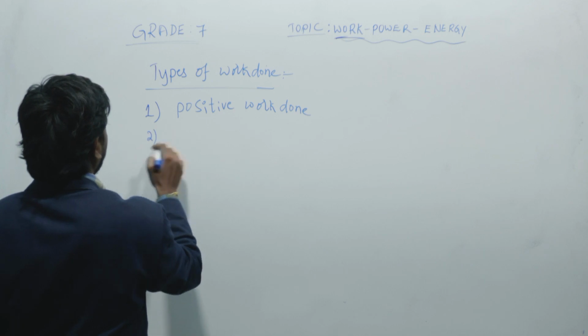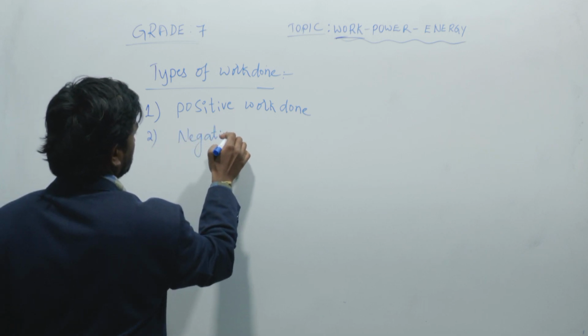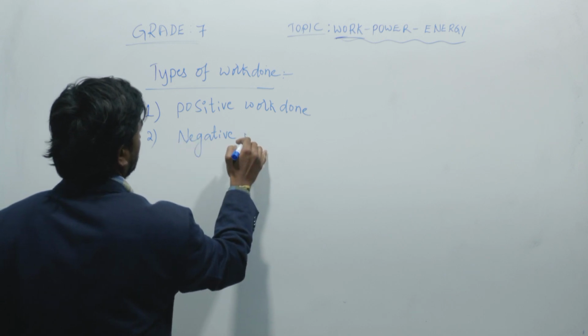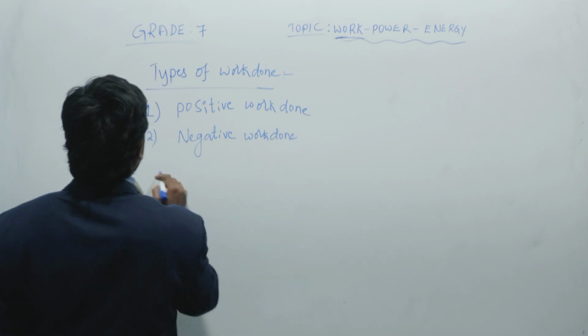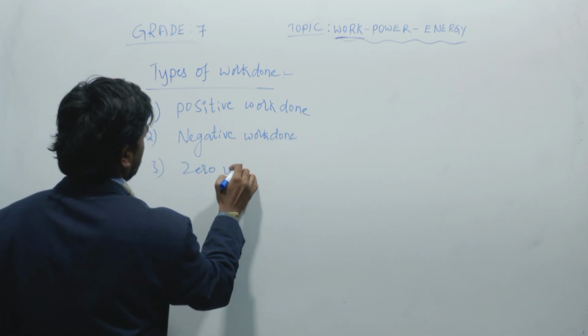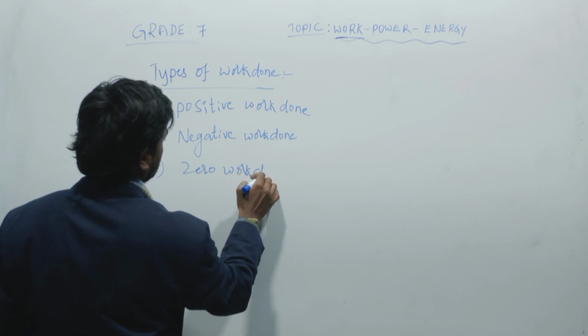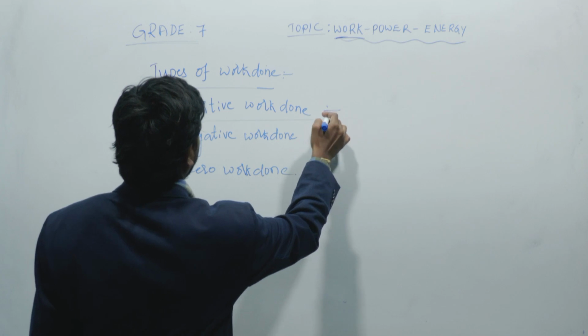And the second one is negative work done. And the third one is zero work done. So now we'll see them one by one. Positive work done we'll see first.